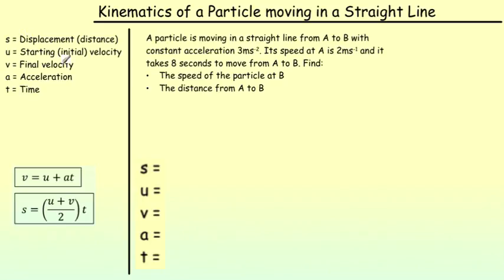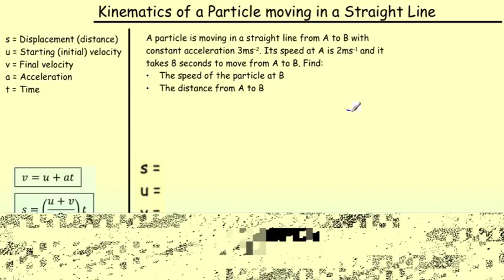So here's our first problem that we're going to have a look at. A particle is moving in a straight line from A to B with constant acceleration 3 meters per second squared. Its speed at A is 2 meters per second, and it takes 8 seconds to move from A to B. We're asked to find the speed of the particle at B and the distance from A to B. The first thing you should always do when setting up these questions is to draw a diagram.